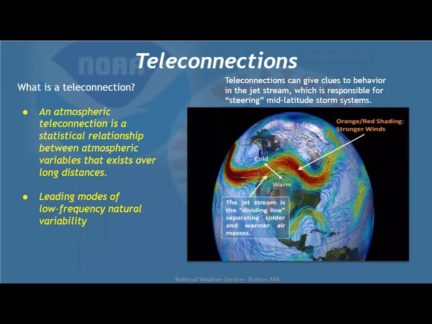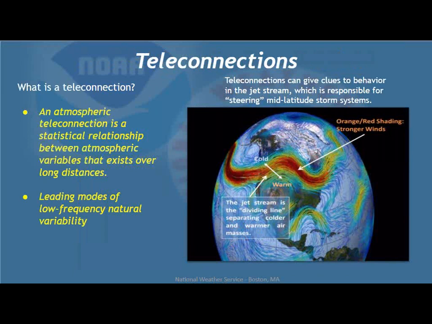Another name for a global weather pattern is a teleconnection. A teleconnection is simply defined as a statistical relationship between atmospheric variables that exists over very long distances. On the last slide, I discussed the anomalies and the deviations that inevitably occur in that three-cell model of the general global circulation. The most notable anomalies that we detect can sometimes be referred to as leading modes of low-frequency natural variability. There's some fancy math and statistics that scientists have used in the past to determine where these modes of natural variability occur within the larger scale circulations.